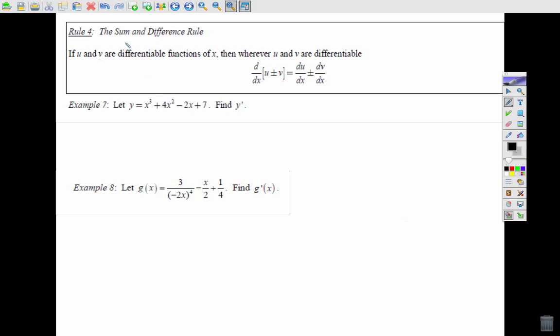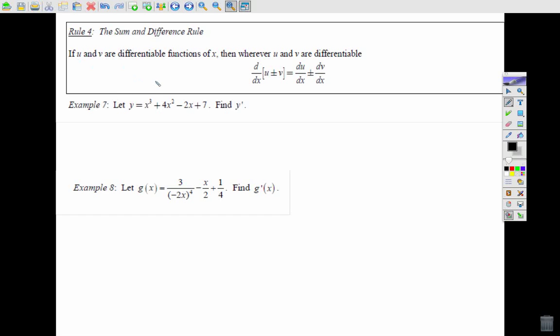Sum and difference. Sum and difference is adding and subtracting, not multiplying, not dividing. We are not going to learn multiplying and dividing of functions when we find derivatives until next time, okay? This is adding and subtracting, not multiplying. So what do we do here?